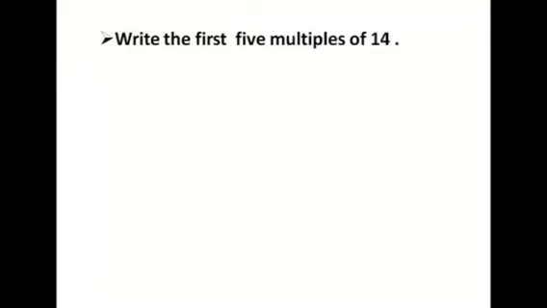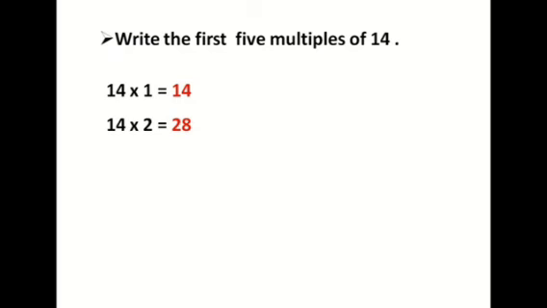Look at the question here. Write the first 5 multiples of 14. You have to find out the first 5 multiples of 14. How to do? So you have to multiply 14 with 1, 2, 3, 4, 5. You will get the first 5 multiples. So please work out with me. The first multiple is 14 ones are 14. Okay. The product 14 is the multiple. Now 14 twos are how much? 28. Next multiple.